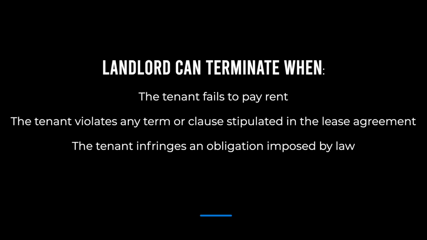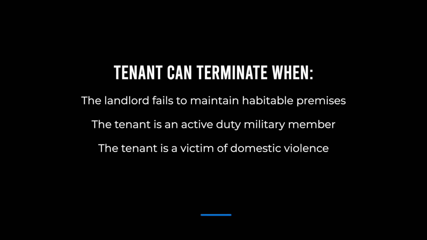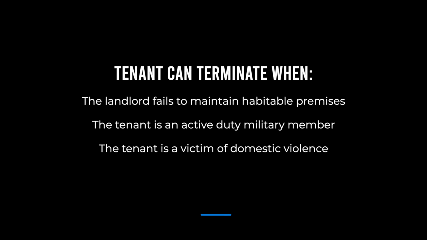Now let's cover terminating a residential lease agreement. In general, a landlord is allowed to terminate in the following situations. The tenant fails to pay rent. The tenant violates any term or clause stipulated in the lease agreement, or the tenant infringes an obligation imposed by law. To terminate a lease agreement, a landlord usually needs to notify the tenant with a notice to quit. The name and requirements of the notice vary in each state, so check out our other videos for your state specifically. A tenant also has the option to terminate a lease agreement when the landlord fails to maintain habitable premises, the tenant is an active duty military member, or the tenant is a victim of domestic violence.